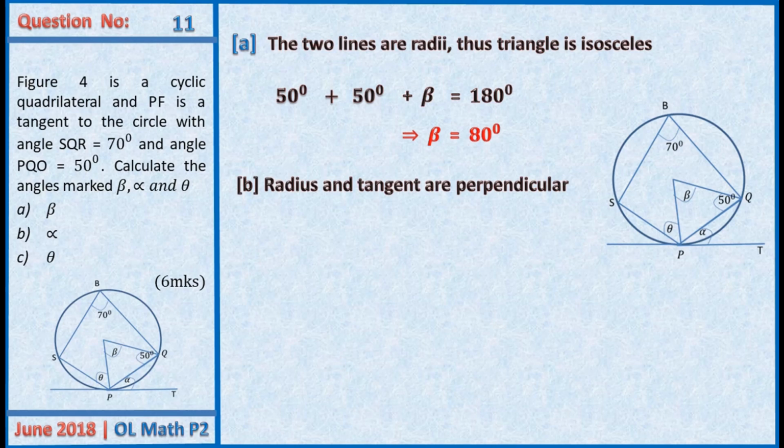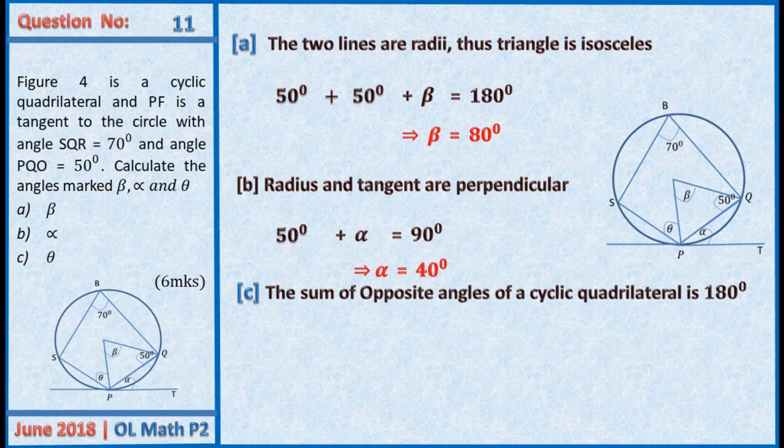Then for B, we have to look for the angle alpha. According to circle theorems, PT is a tangent, and P to the center, that's PO, is a radius. The angle formed by a tangent and a radius is 90 degrees. And from the previous question, we have the angle of that isosceles triangle at point P to be 50 degrees. So 50 degrees plus alpha must give us 90 degrees, and our alpha will be equal to 40 degrees.